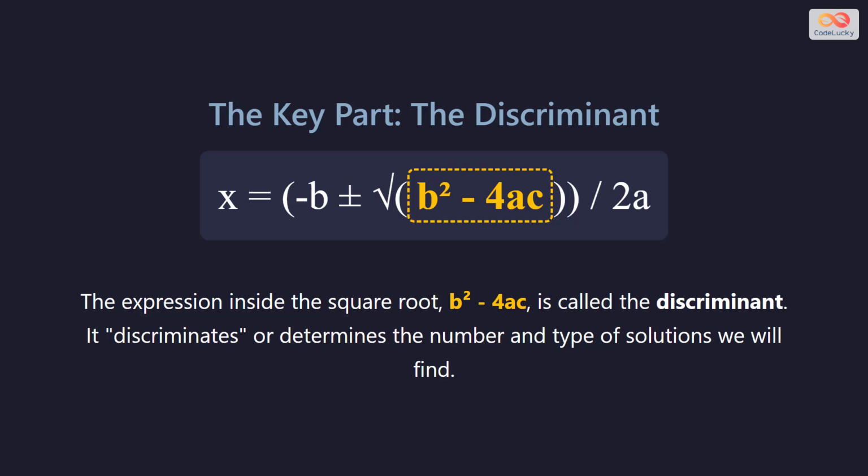Let's zoom in on one part of that formula. The expression inside the square root, which is b squared minus 4ac, this part is so important that it has its own name, the discriminant. It's called that because it helps us discriminate, or figure out, what kind of answers we're going to get.